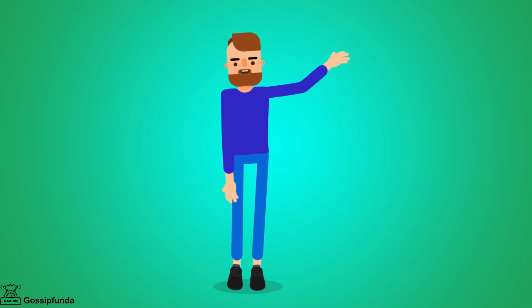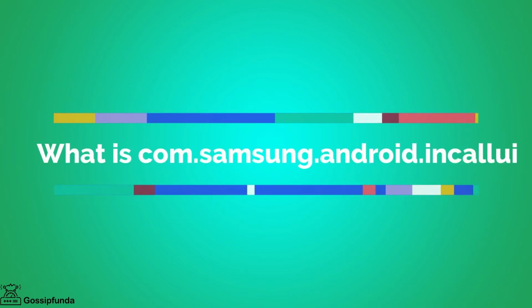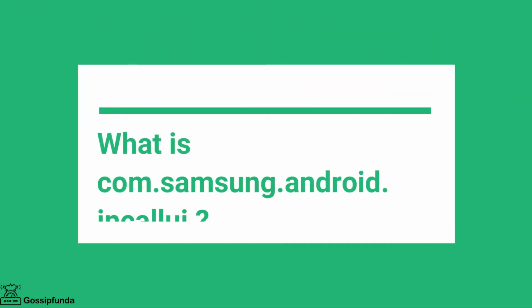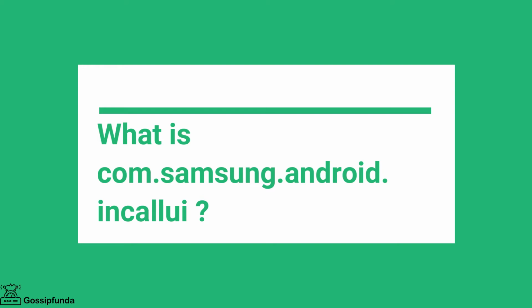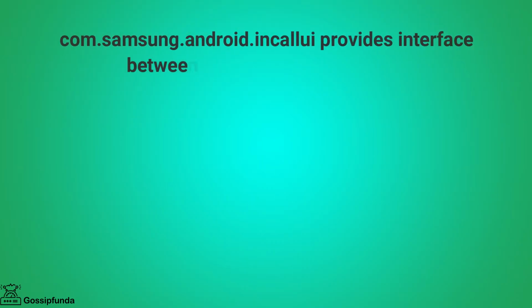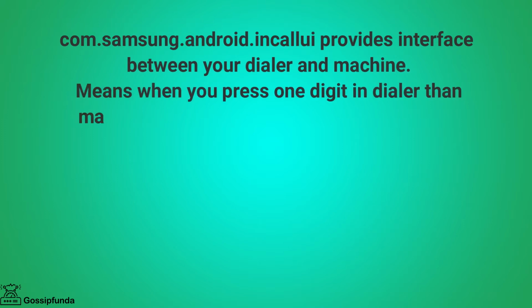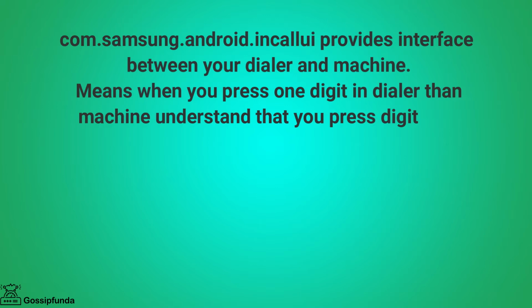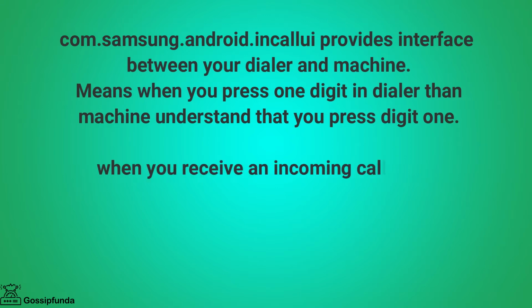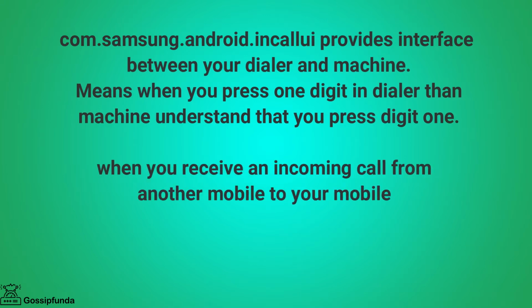Let's get started. So in this video, I will be telling you about what is com.samsung.android.incallui. So let's first know what is com.samsung.android.incallui. So com.samsung.android.incallui provides an interface between your dialer and machine. Means when you press one digit in dialer, then machine understands that you pressed digit 1.